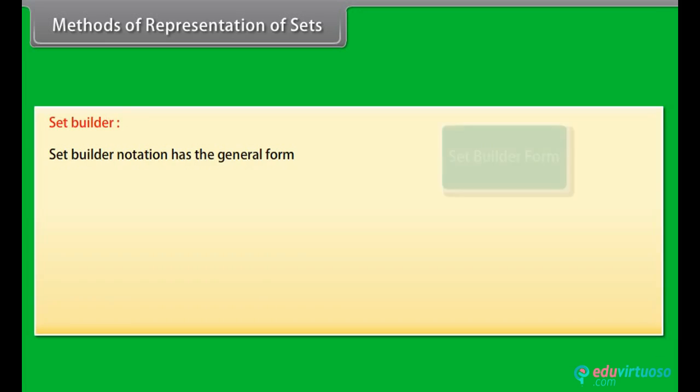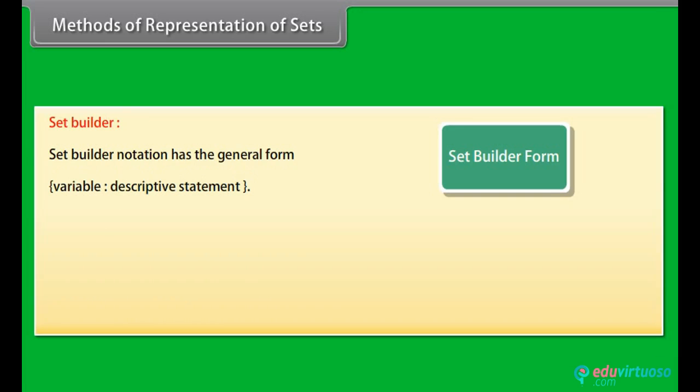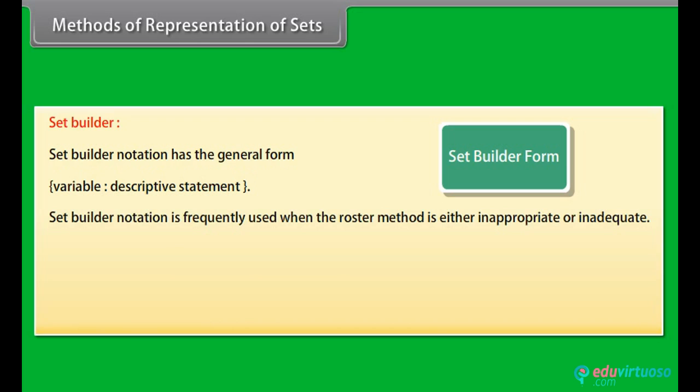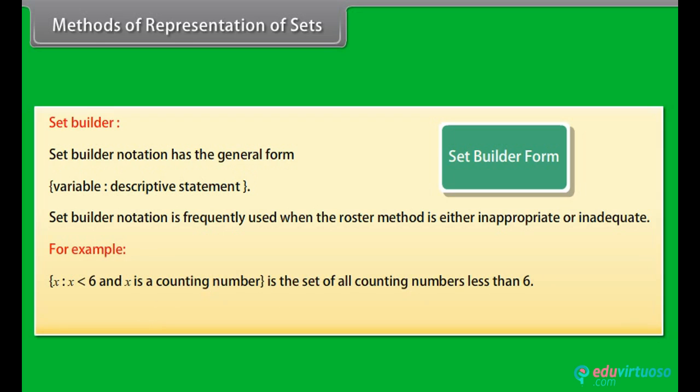Set builder notation has the general form given below. In set builder notation, the bar is always read as such that. Set builder notation is frequently used when the roster method is either inappropriate or inadequate. For example, {x such that x < 6 and x is a counting number} is the set of all counting numbers less than 6. Note, this is the same set as {1, 2, 3, 4, 5}.